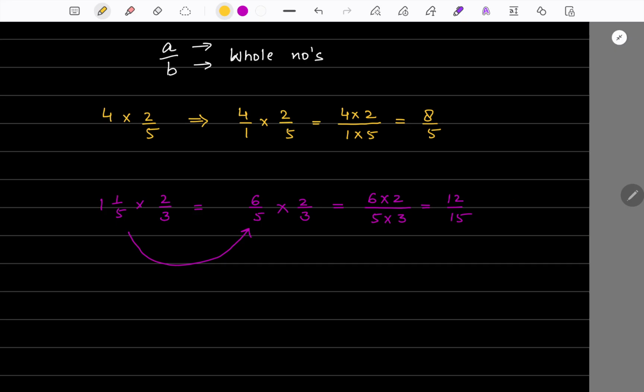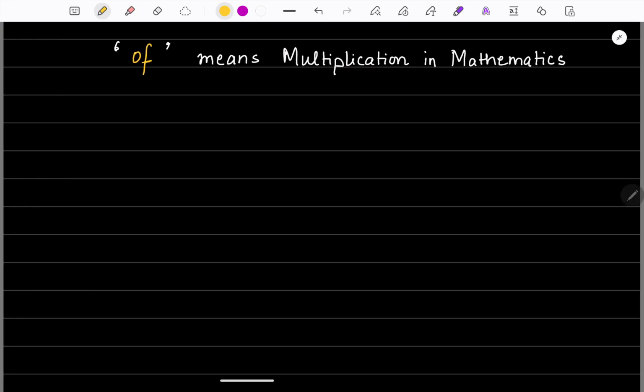Now let's move on and discuss the concept of using 'of'. 'Of' means multiplication in mathematics. Whenever we see this word 'of' in a statement of the kind 3 by 5 of 45, we have to simply replace 'of' with the sign of multiplication. So we write it again by replacing: 3 by 5, 'of' gets replaced with the sign of multiplication, and 45 is written as such. So here 5 crosses 45 and we get 9. So 3 nines gives us 27.